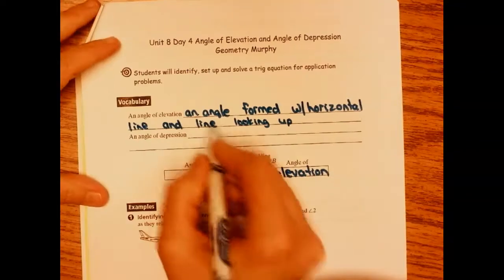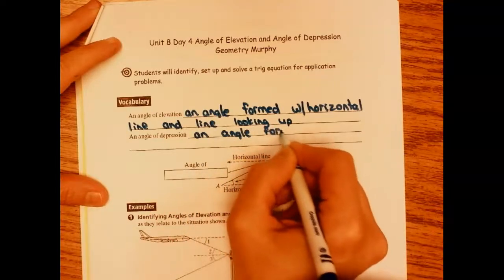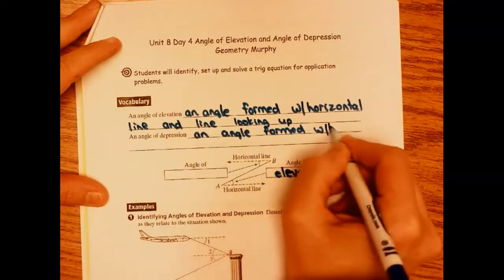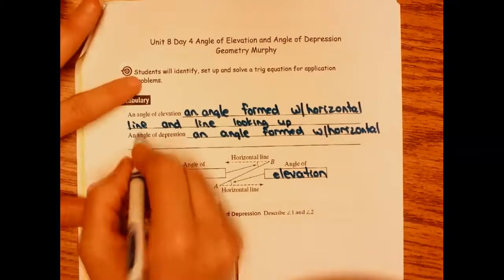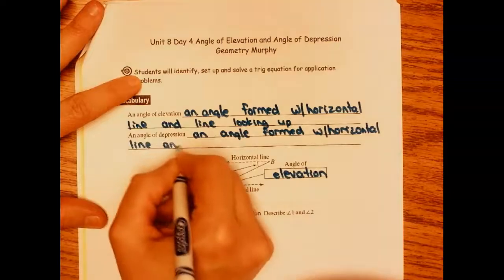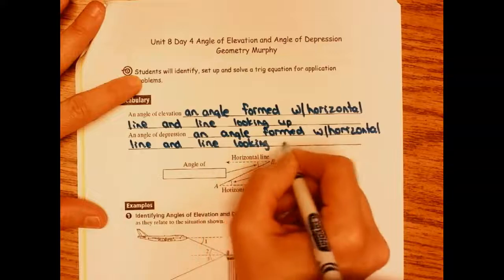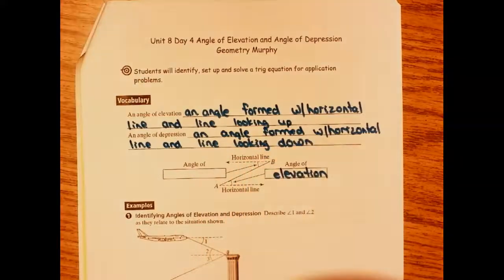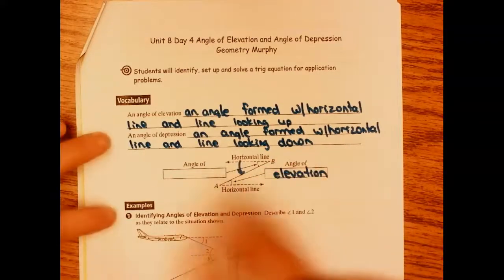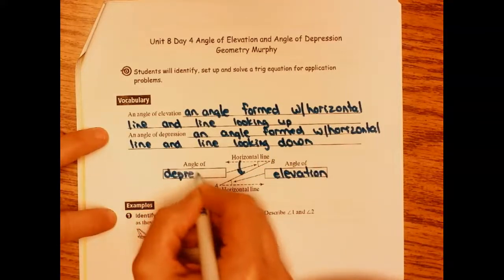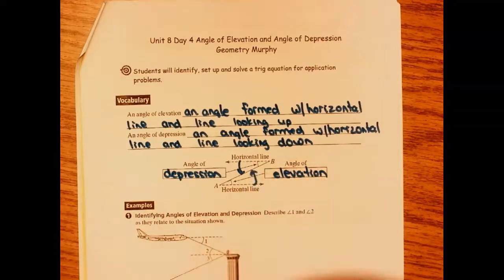On the second one, again, it's an angle. It's still formed with the horizontal, but in this case, you are looking down. So in this particular case, if you're standing here, again, you're looking out and then you're looking down. This is called the angle of depression. And again, here you were looking out and up. That was the angle of elevation.